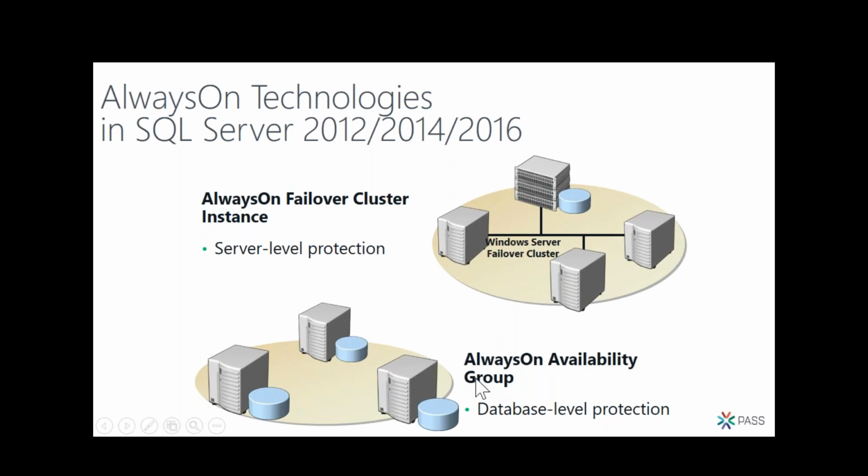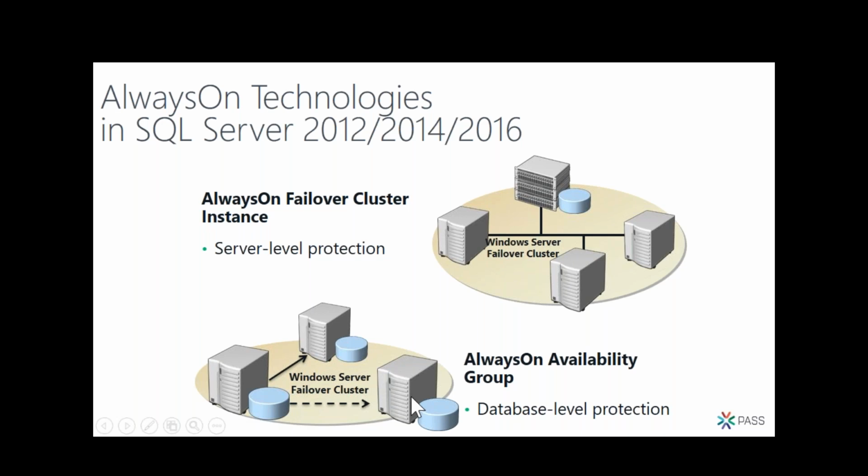On the other hand, Always On availability groups provide me database-level protection. That means if one of the instances fails, the other instance will take control and it has its own copy of the data. So we remove the single point of failure here. In this case, we are talking about a 3-node availability group.